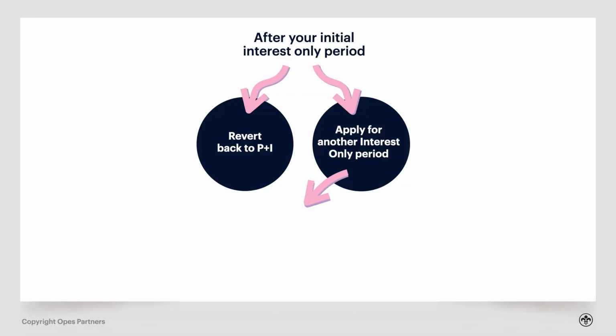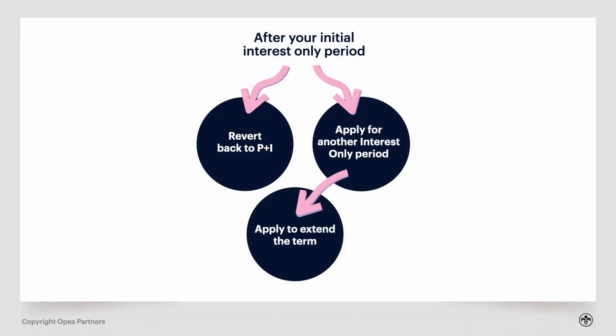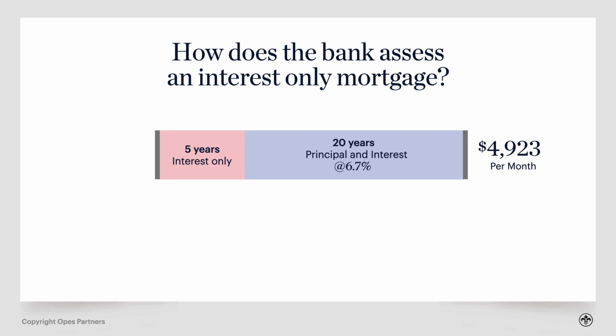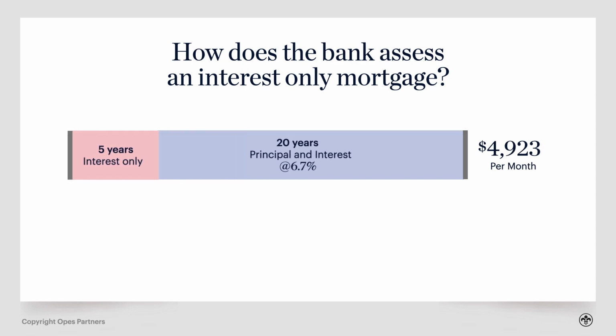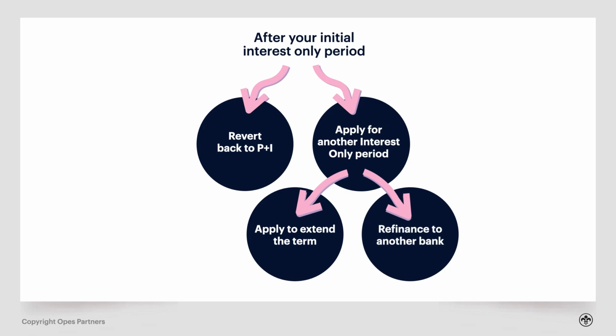So what can you do in that scenario? Either you could apply to extend the term. So rather than saying, okay, I'm left with a 25-year term, why don't I kick the term back out to 30 years and apply for a 5-year interest-only period again? That's one option. The second thing you could do is refinance to another bank.